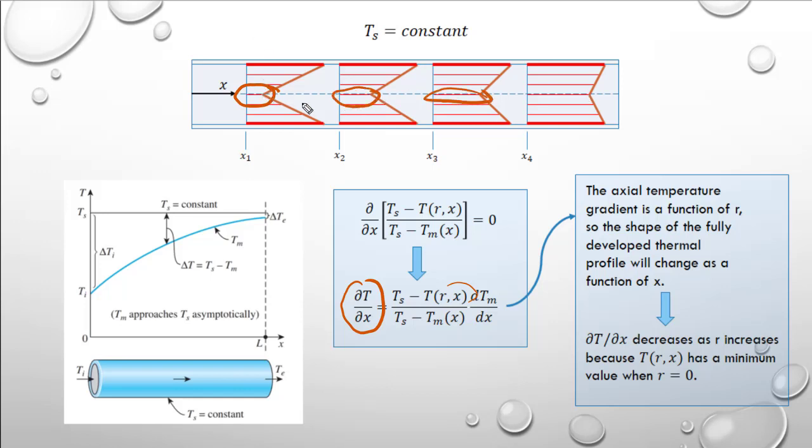So you can see this rapid change at the core, but then the gradient here changes at a slower value. And that allows the core to essentially catch up with the wall temperature. And stating that, we get dT/dx decreases as r increases because this term has a minimum value when r equals 0. All right, so that gives us the basic understanding of what's happening to fluid flowing within the tube under the two different conditions that we will refer to as fully thermally developed flow.